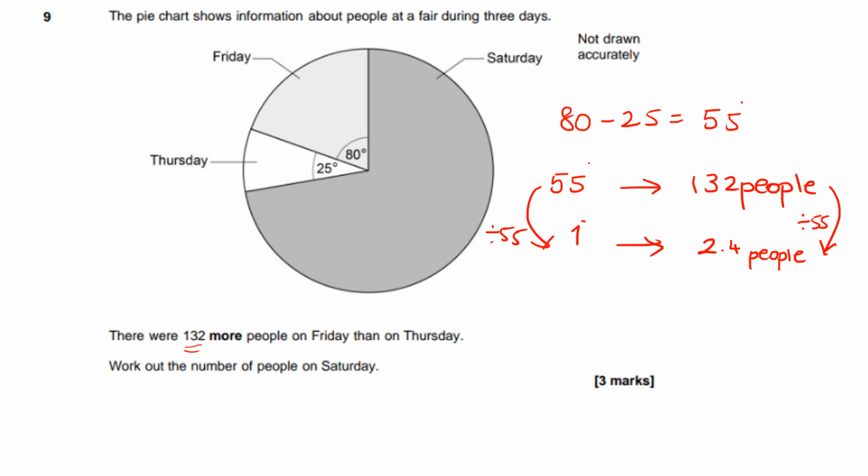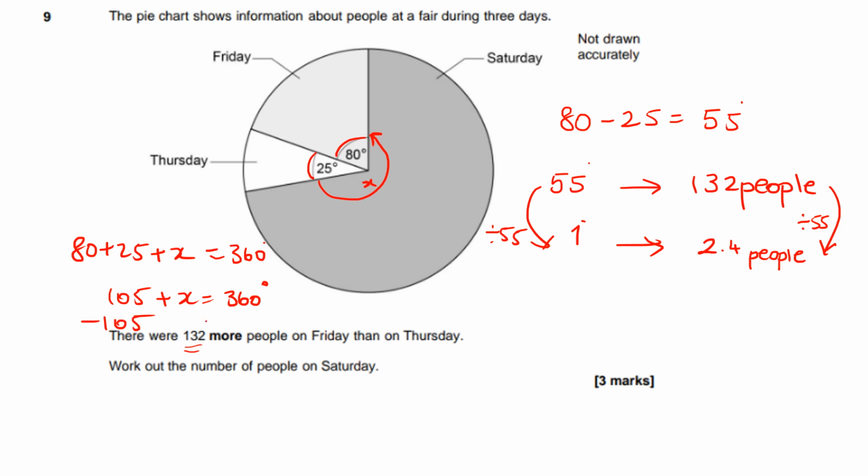They want us to find out the number of people on a Saturday, so we need to find out what this angle here is. 80 plus 25 is 105 in total from Friday to Thursday. 80 plus 25 plus x, the section that I'm trying to find out, should be adding up to 360 degrees. That is 105 plus x is 360 degrees. Therefore, x is going to be 360 take away 105. If I just take away 105 from both sides so you guys see what I'm doing.